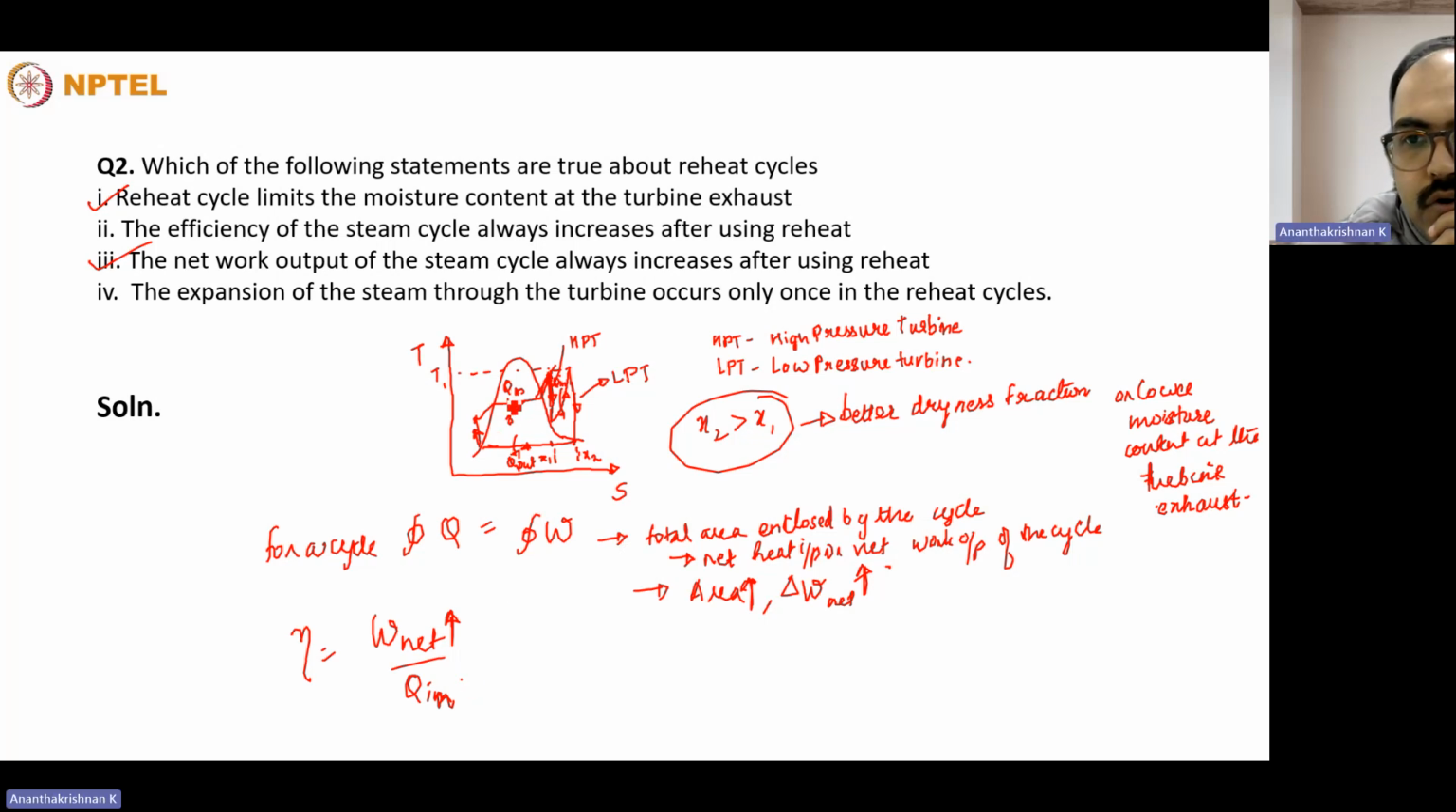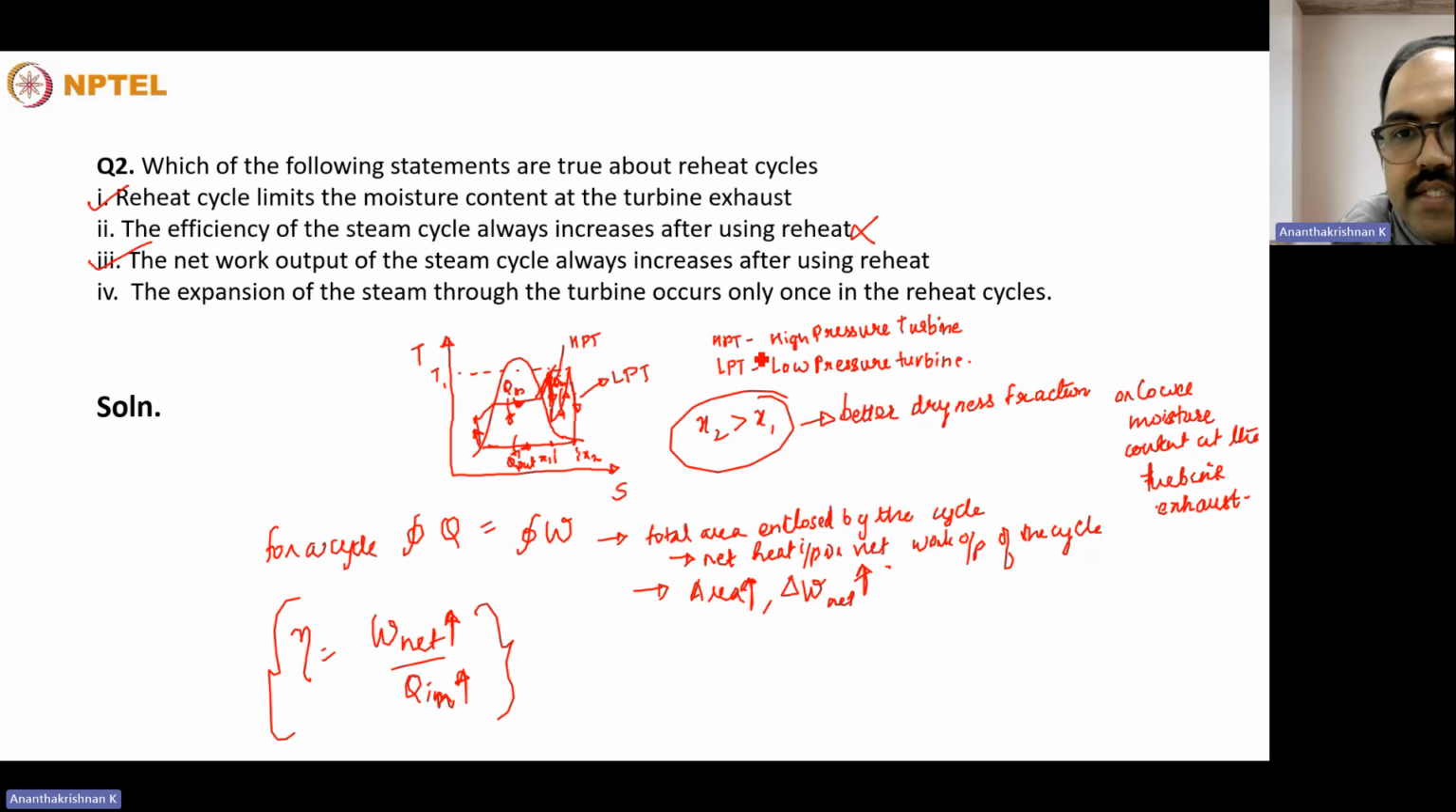There will be the normal heat addition. In addition to that, there will be an additional heat addition in the second process. So these two increase. We can't say with surety that reheating improves the efficiency, because it has to account for a compromise between the net work as well as the heat input. So option 2 is wrong. We can't always say with surety that the reheat will improve the efficiency of the cycle.